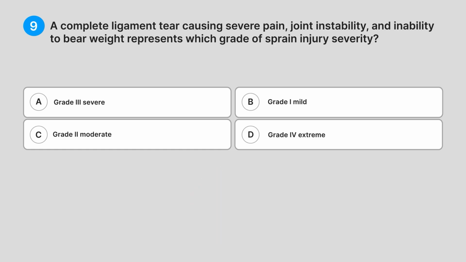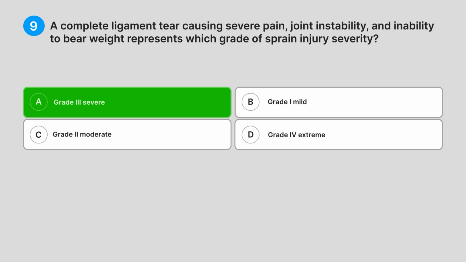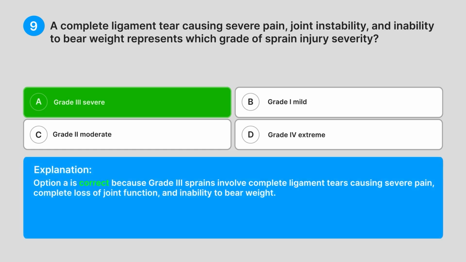Correct answer, A. Grade 3 severe. Explanation. Option A is correct because grade 3 sprains involve complete ligament tears, causing severe pain, complete loss of joint function, and inability to bear weight.